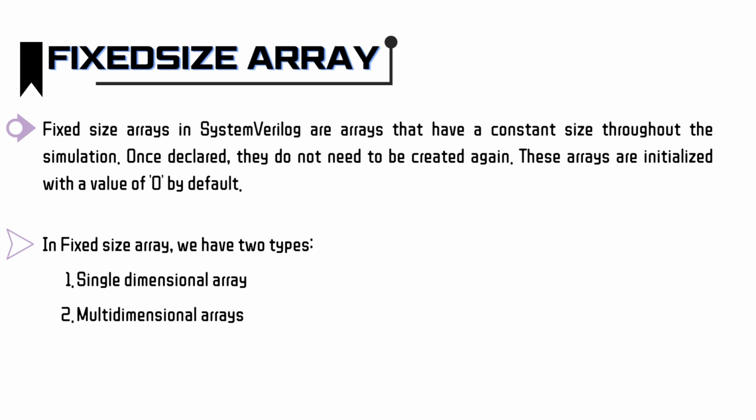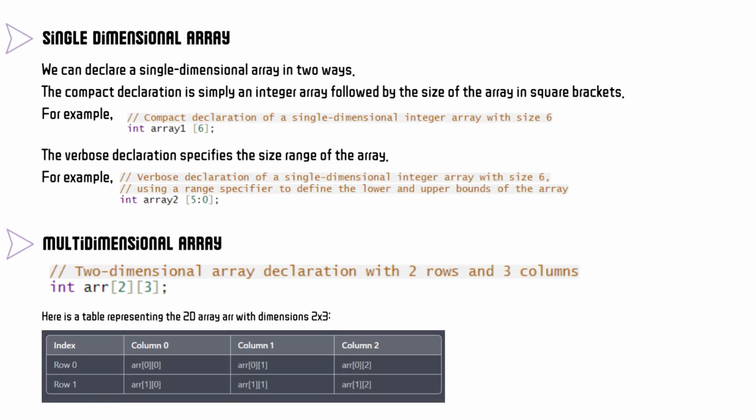In fixed-size arrays we have 2 types. First, single-dimensional arrays. Second, multidimensional arrays. Let's start with single-dimensional arrays. We can declare a single-dimensional array in 2 ways. The compact declaration is simply an integer array followed by the size of the array in square brackets.